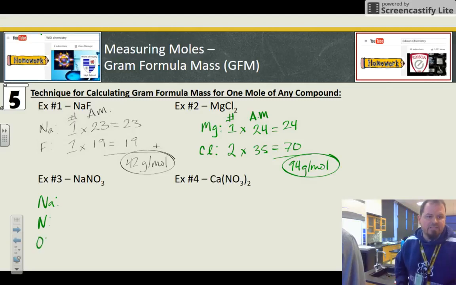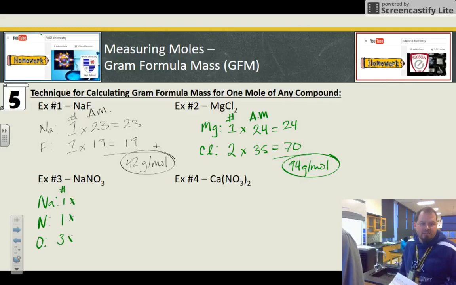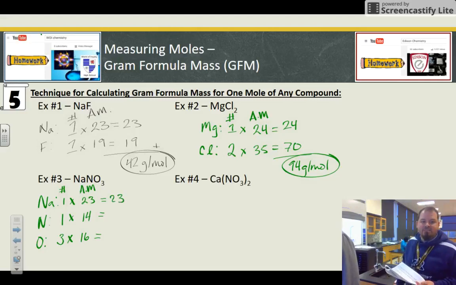Okay. All right. I see 1 Na. I see 1 N, and I see 3 O's. I don't need parentheses on that polyatomic ion. NO3 is nitrate, but we still count them up the same. And you got those numbers good all by yourself. You're doing good. Can you do 3 times 16 by yourself?